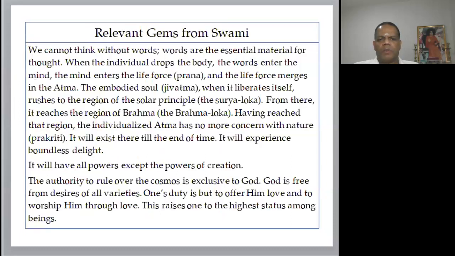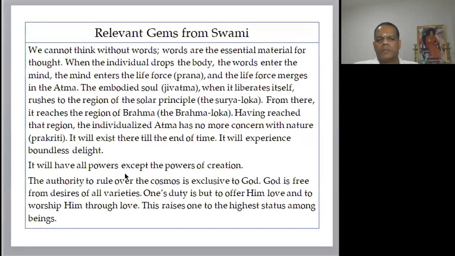We'll read an excerpt of Swami. We cannot think without words. Words are essential material for thought. When the individual drops the body, the words enter the mind. The mind enters the life force, prana, and the life force merges in the atma. The embodied soul, jivatma, when it liberates itself, rushes to the region of the solar principle, the Surya Loka. From there, it reaches the region of Brahma, the Brahma Loka. Having reached that region, the individualized Atma has no more concern with nature, Prakriti. It will exist there till the end of time. It will experience boundless delight.